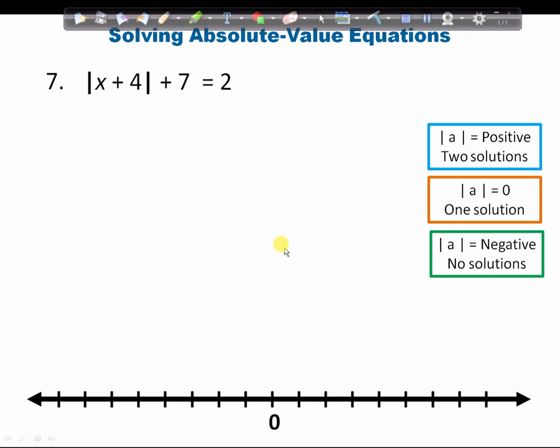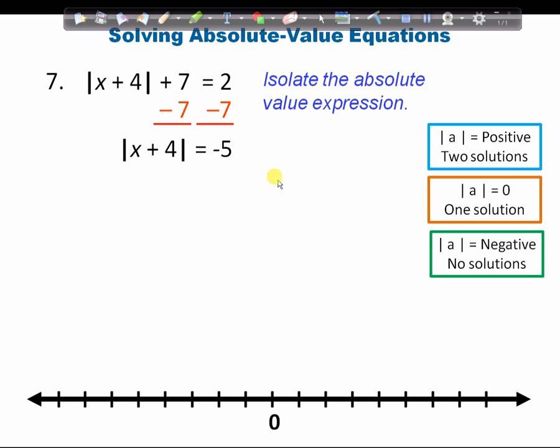All right, number 7 says absolute value of x plus 4 plus 7 equals 2. So here, the absolute value bars are not by themselves yet, so we can't tell whether there's going to be 2 solutions, 1 solution, or no solutions. We have to get those absolute value bars by themselves first. So we need to move that plus 7 that's on the outside of the absolute value bars. So we're going to subtract 7 from both sides, and 2 minus 7 is negative 5.